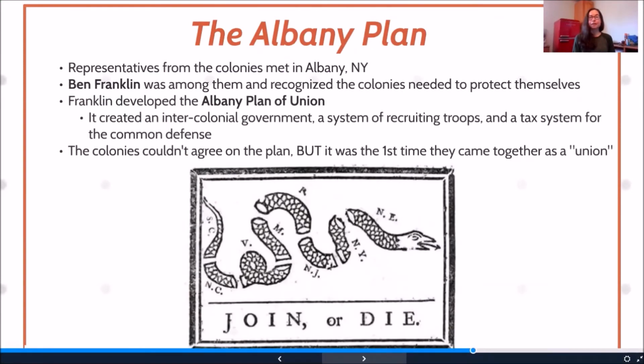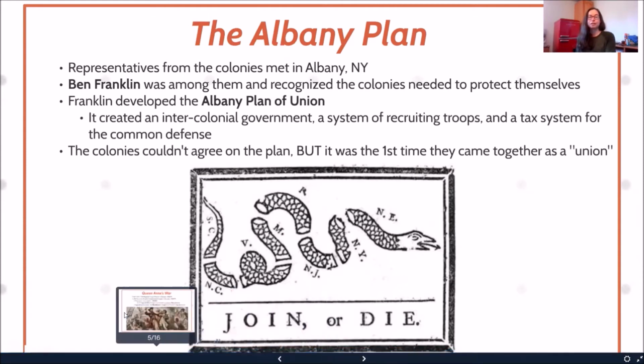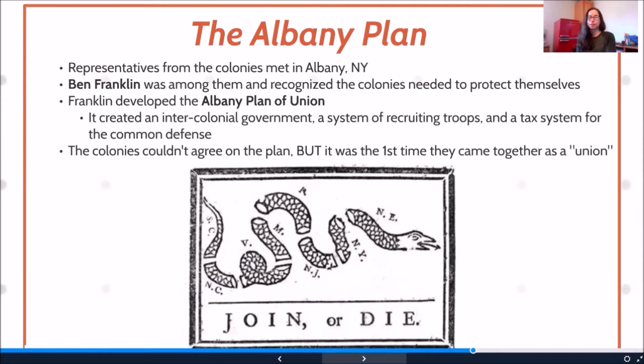Representatives from the colonies got together and met in Albany, New York. Ben Franklin was among them and recognized the colonies needed to protect themselves. He developed the Albany Plan of Union, which created an intercolonial government. It also created a system of recruiting troops and a tax system for the common defense. The colonies couldn't agree on the plan, but it was the first time they came together as a union. Maybe you recognize this flag, join or die. The colonies must come together, they must work together, and that's going to become very important in another 15 years or so.